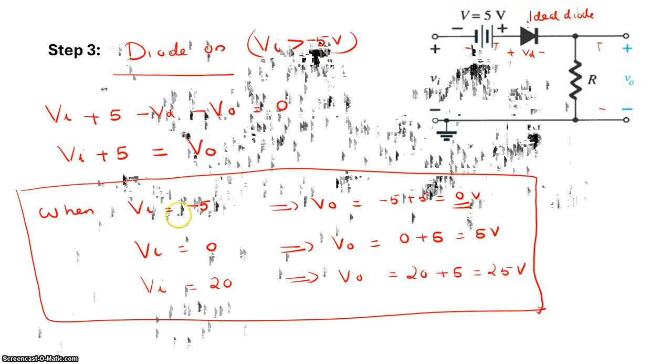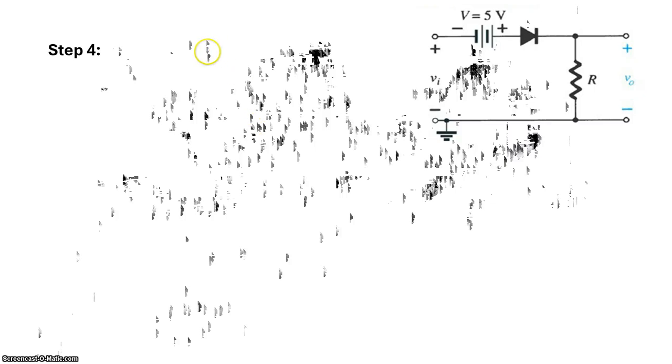Now in diode on, from minus 5 onwards, in all these cases you understood what your output voltage is supposed to be, so we can draw that. Now step 4, we will find the case for diode off. So in step 4, you are taking the case for your diode off condition.